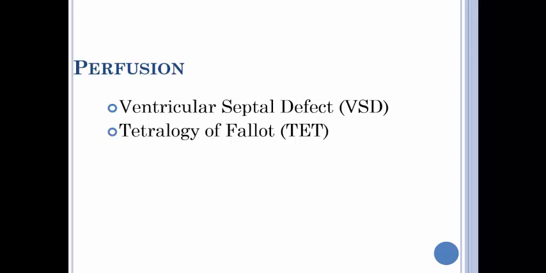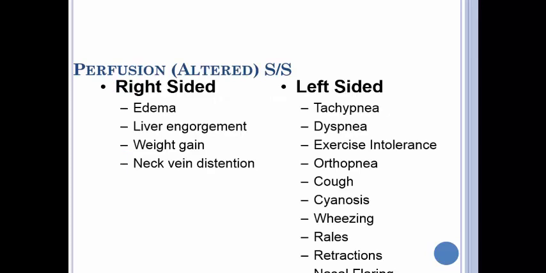So we're going to discuss two cardiac abnormalities that deal with perfusion, and they are ventricular septal defect and tetralogy of Fallot. When you have altered perfusion, some of the symptoms that you can visualize in right-sided heart failure would be edema, liver engorgement, weight gain, and neck vein distension. With left-sided heart failure, you can see tachypnea, dyspnea, exercise intolerance, orthopnea, cough, cyanosis, wheezing, rales, retractions, and nasal flaring.